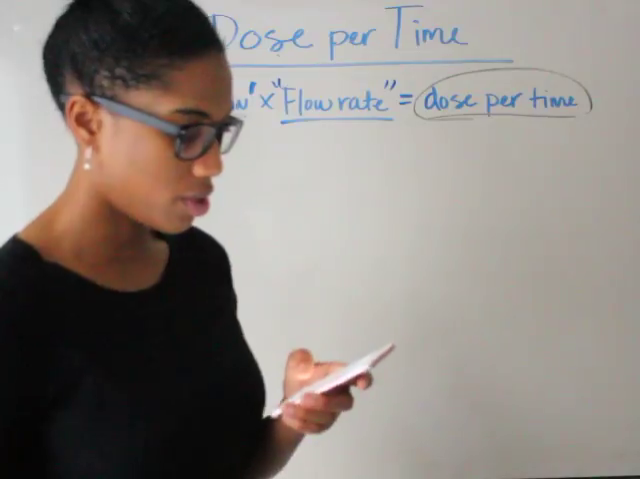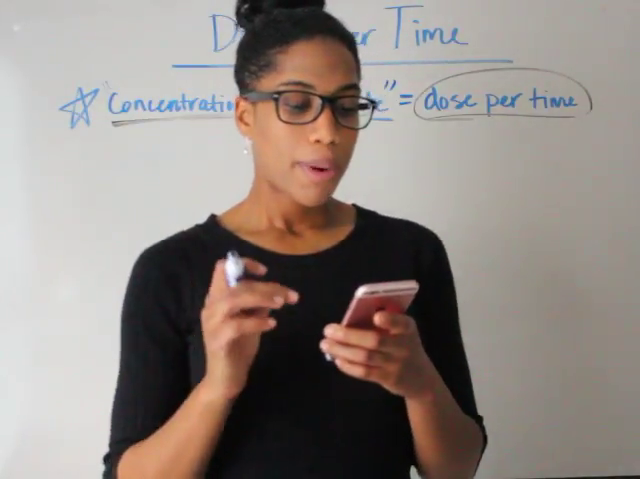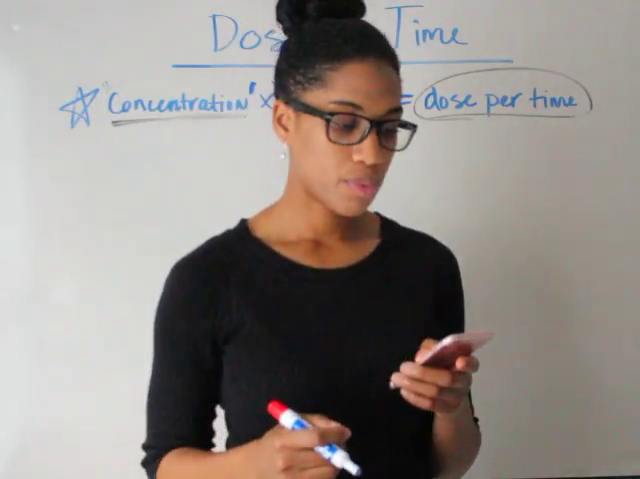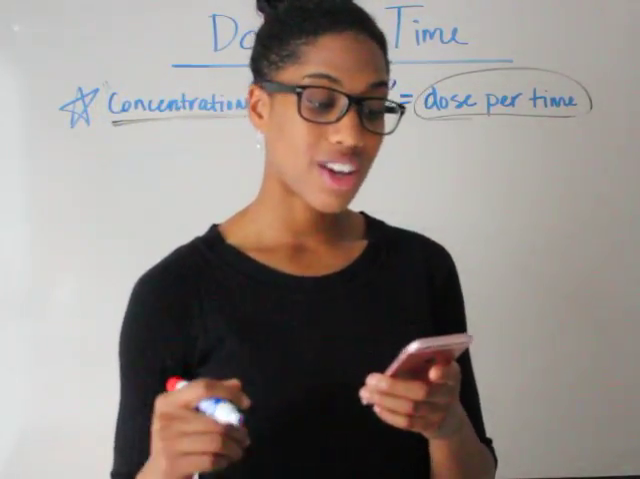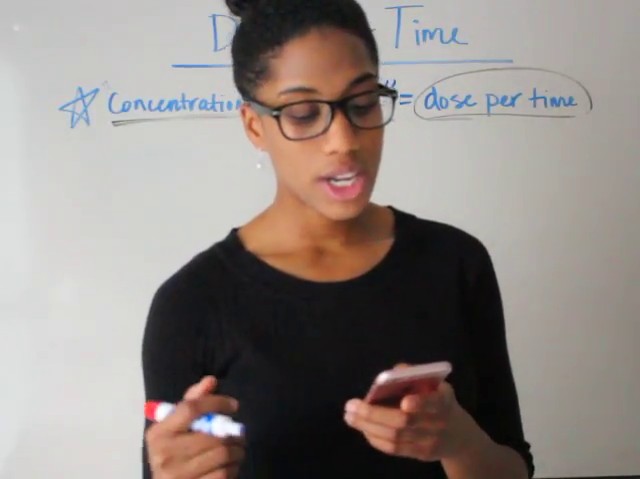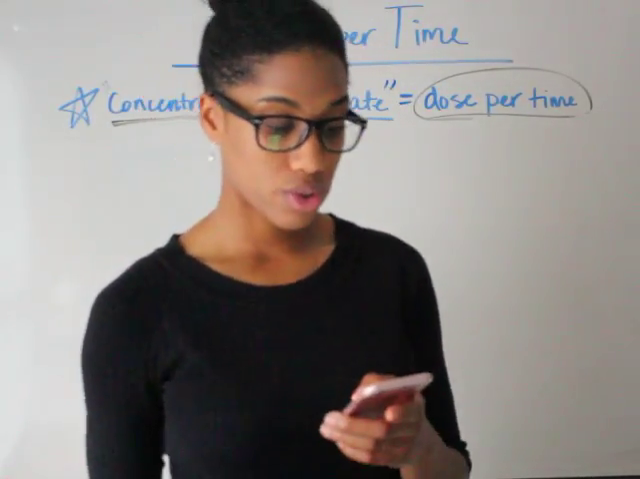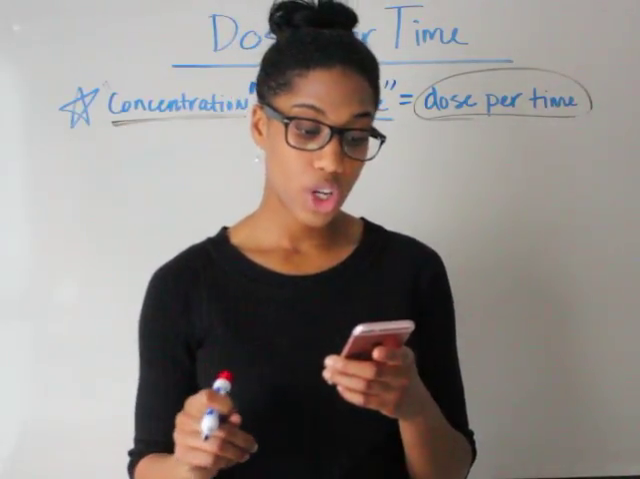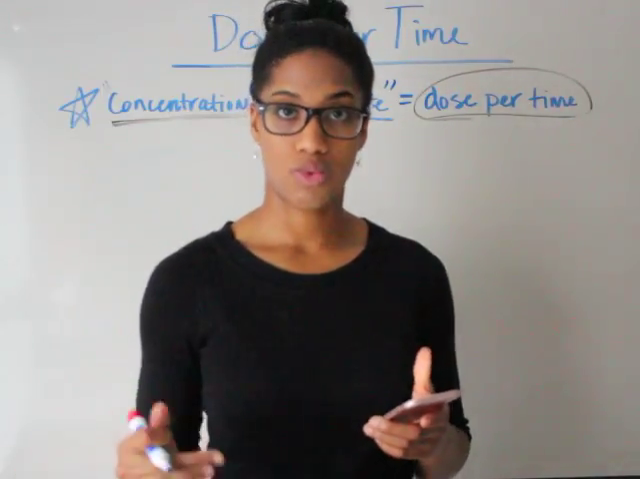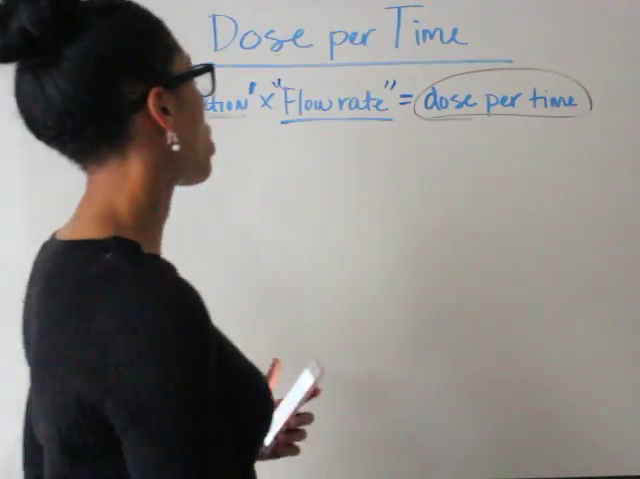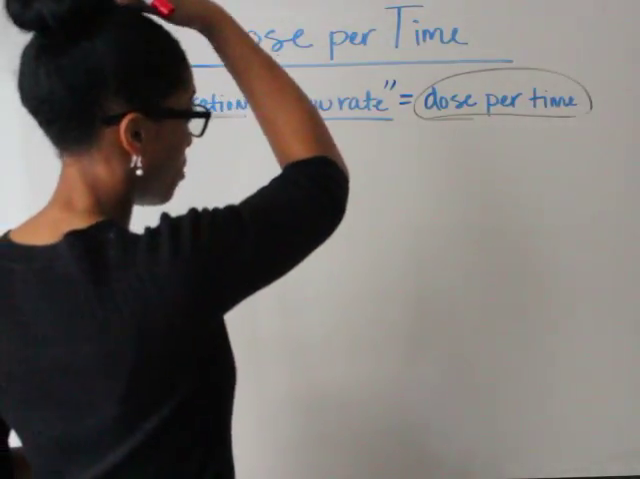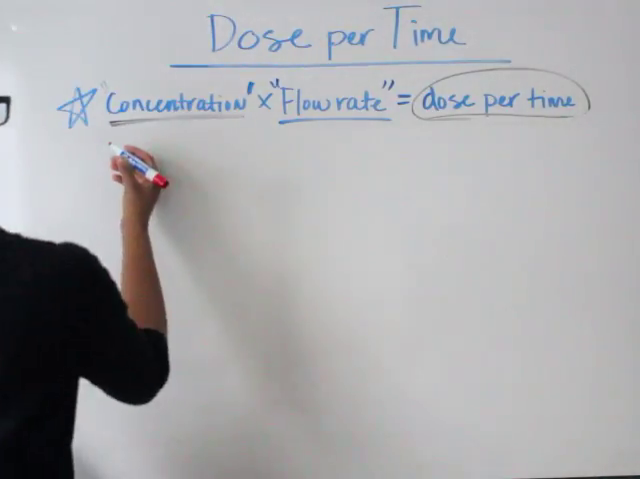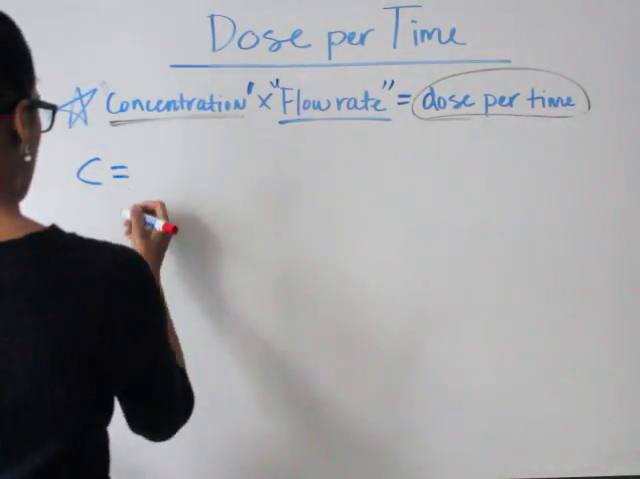Let me read this problem for you. It says, you prepare a 500 milliliter bag of D5W containing 1,000 units of heparin. The solution is to be infused over 2 hours. The hourly dose of heparin administered to the patient would be calculated how? So it wants us to basically determine the dose per time. In this case, I'm just going to use C for concentration, just so we have everything properly labeled.